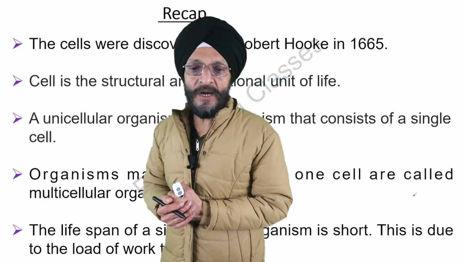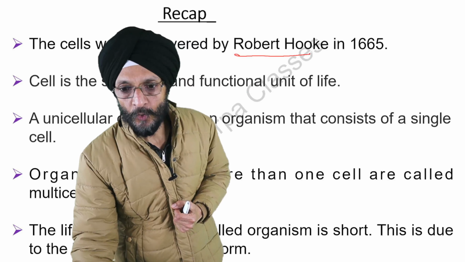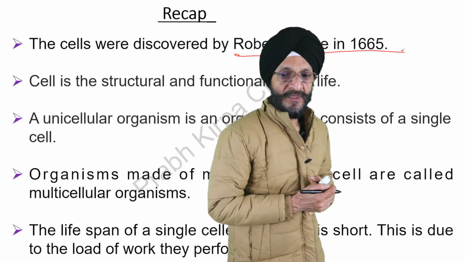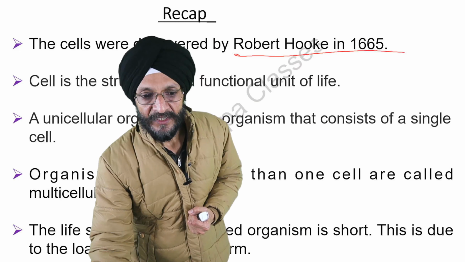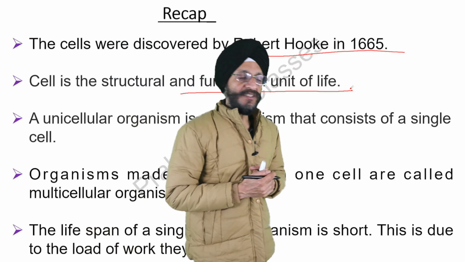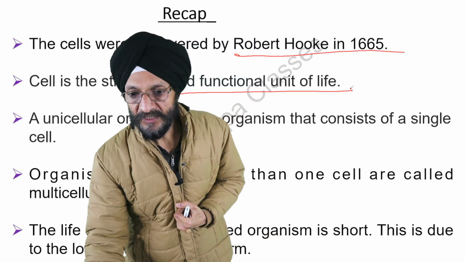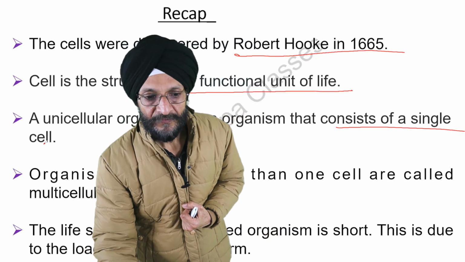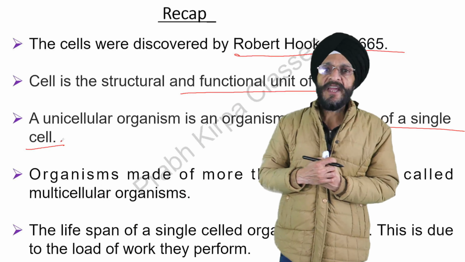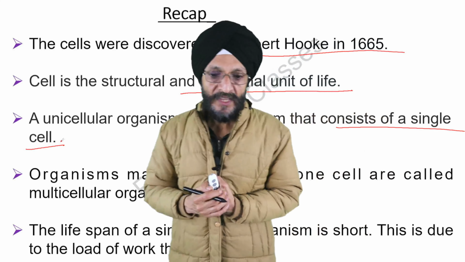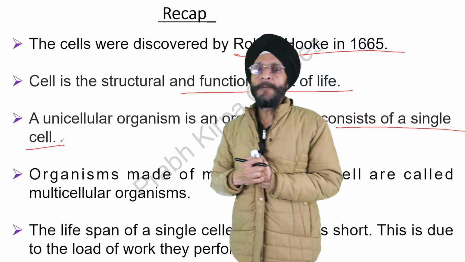Now we will do a recap of this course. The cells were discovered by Robert Hooke in 1665. Cell is the structural and functional unit of life. A unicellular organism, which is also known as a single-celled organism, is an organism that consists of a single cell, whereas multicellular organisms are those organisms which have more than one cell, and the number of cells in multicellular organisms may range from a few to billions.